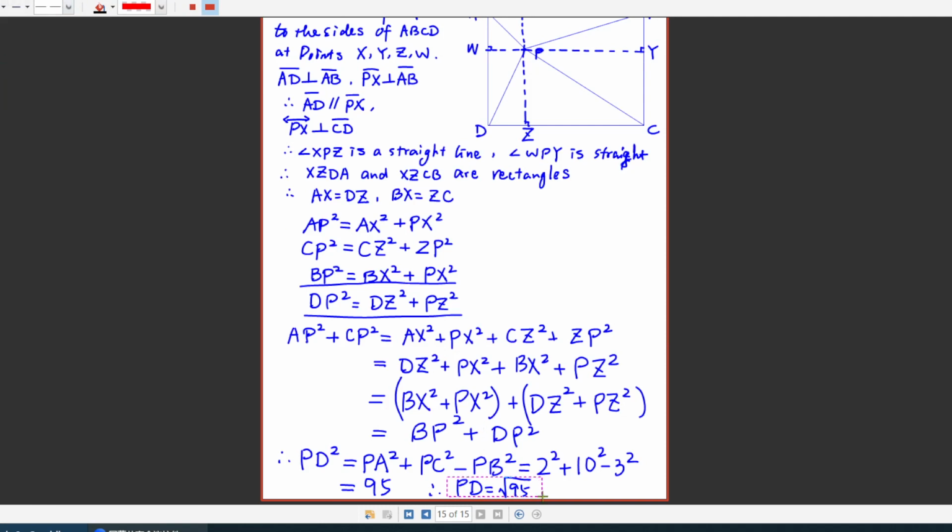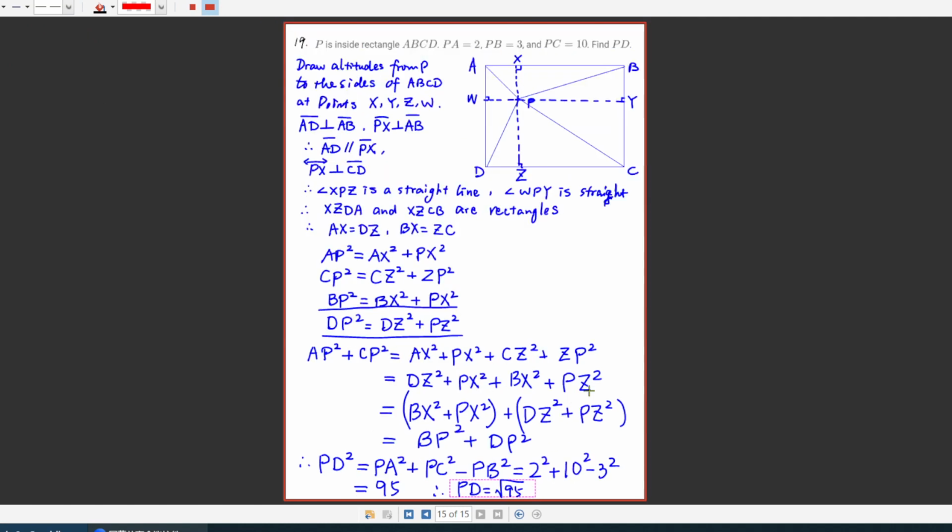Okay, have a look at the solution here. Any questions, just let me know, okay? Again, it's a combination of geometry and algebra.